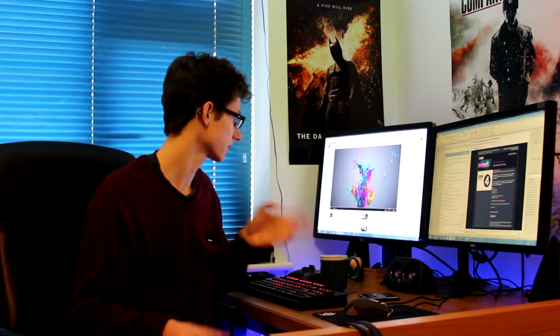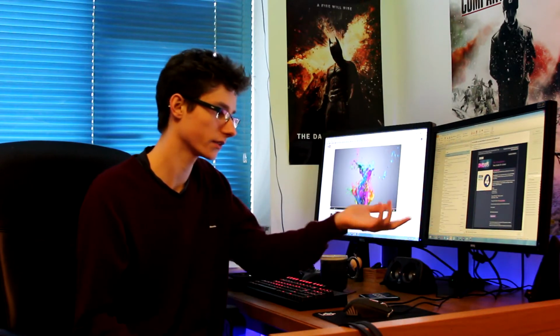So this one is probably my favourite budget monitor at the moment. It's the 2412M, and it's got a better resolution and better picture quality than this one.